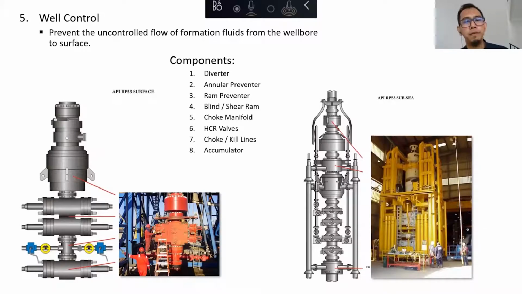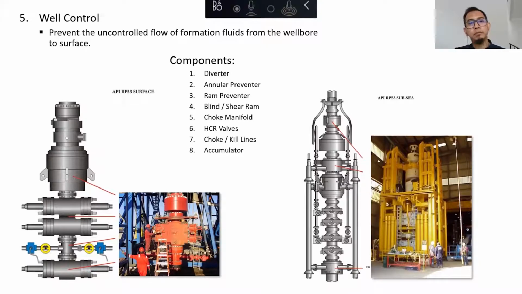And then number 7 is choke or kill lines. The line is used for connecting between the wellhead and the rig choke, or, if it's a kill line, to connect between the standpipe and the wellhead. Because the choke line is for the return and the kill line is for the inlet. Both of them are connected to the annulus.